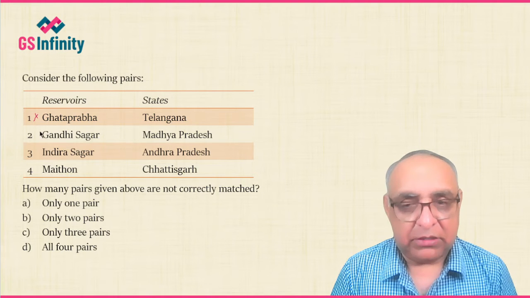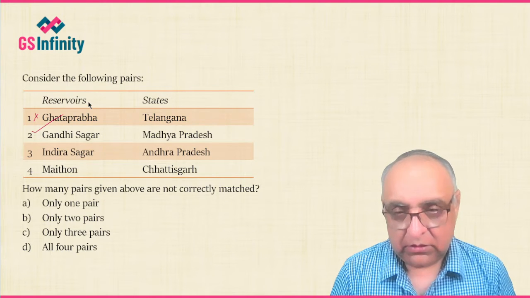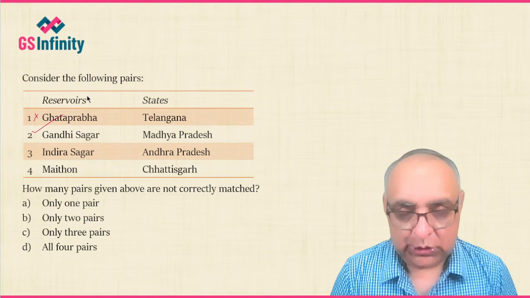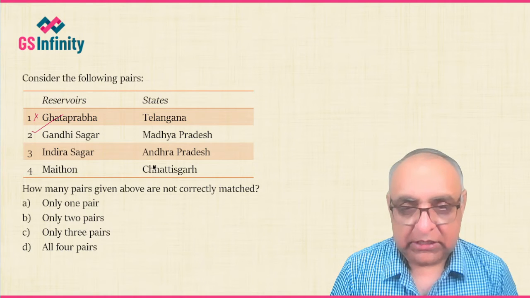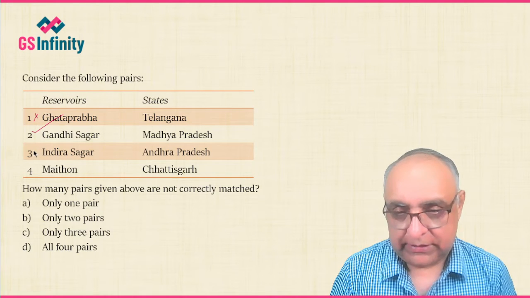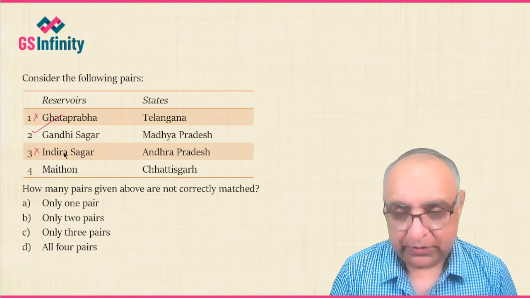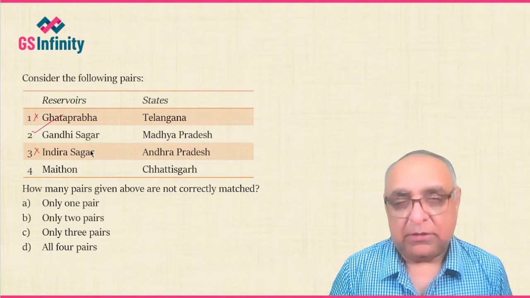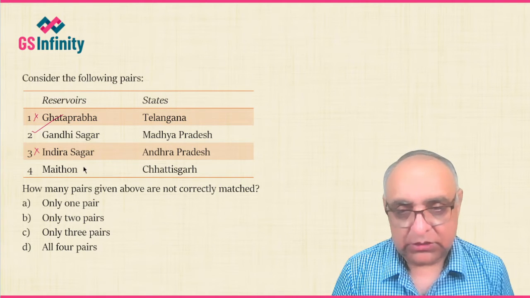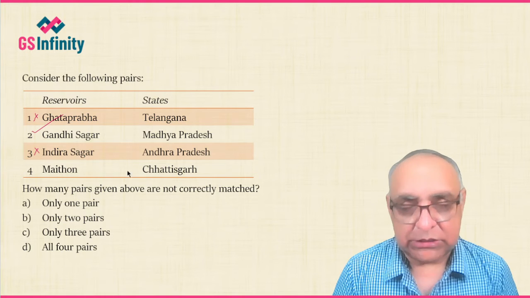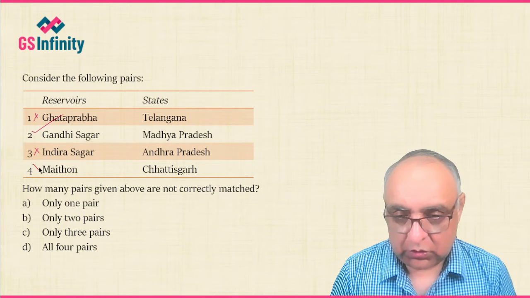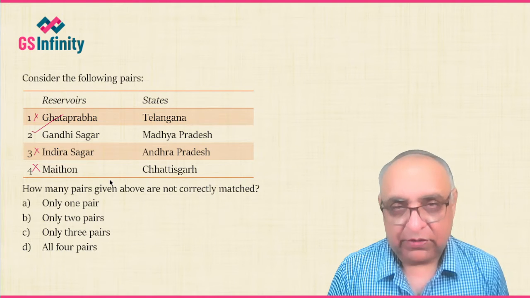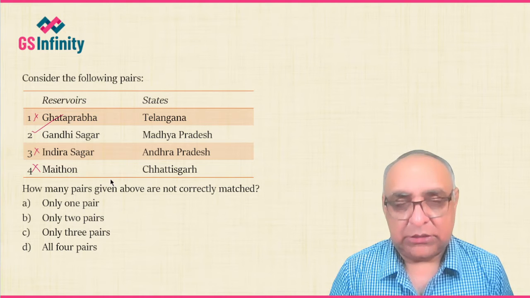Gandhi Sagar Dam, Madhya Pradesh, it's correct. Gandhi Sagar Dam is built on river Chambal and it's in the state of Madhya Pradesh. Indira Sagar, Andhra Pradesh. This statement is again wrong because Indira Sagar Reservoir is built on river Narmada and it is in the state of Madhya Pradesh. Then Maithon, Chhattisgarh. This is again wrong because Maithon Reservoir is on the river Barakar. It is in Jharkhand state.